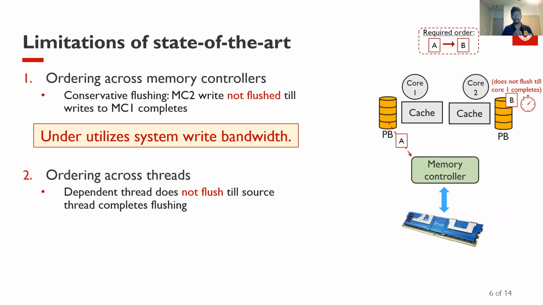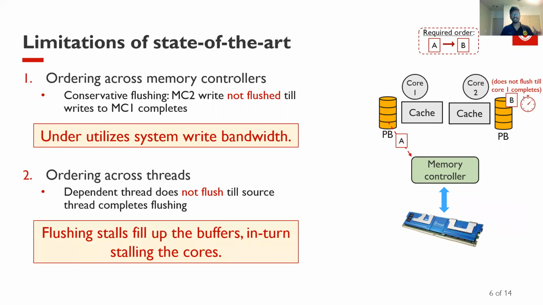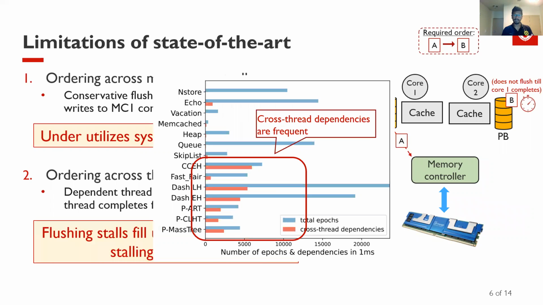Similarly, when writes have to be ordered across threads, these designs stall flushing in the dependent thread until flushes in the source thread complete. Now, this can cause the buffers to get filled up quickly, which in turn could exert back pressure on the core by stalling them. And from our experiments, we saw that cross-thread ordering can be quite frequent in some applications.